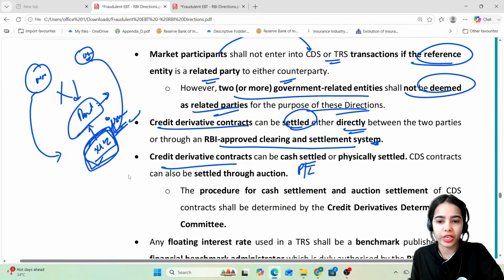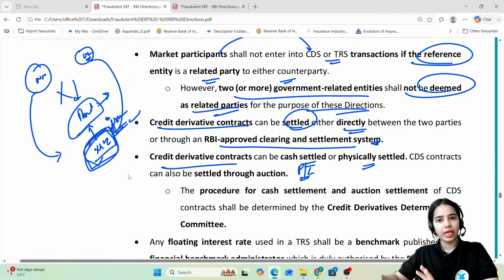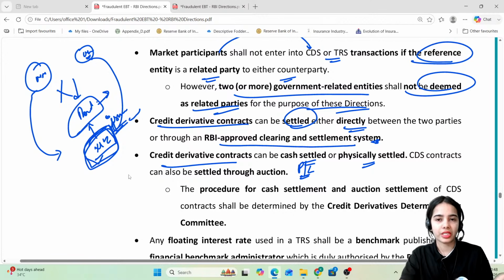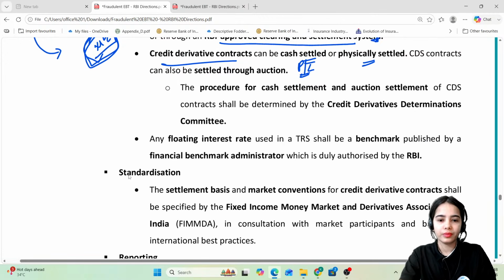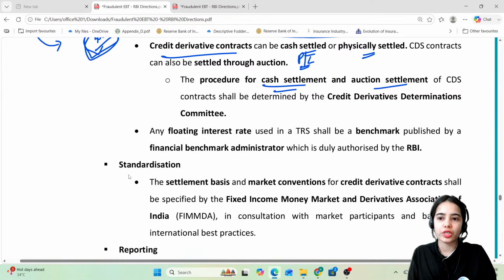That means only the profit and loss is being settled, or physically settled, where the bond is being given and the money is being transferred. Okay. So this is the idea. Now the procedure for cash settlement and auction settlement of CDS.